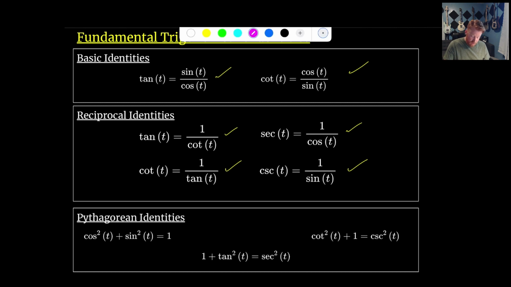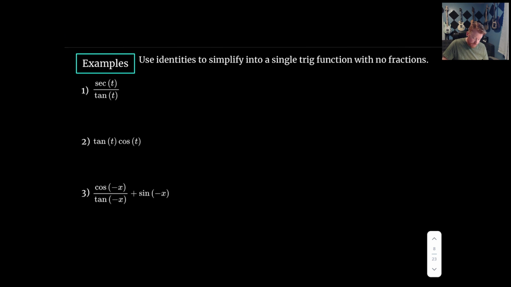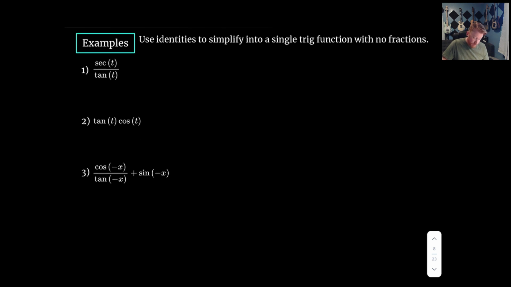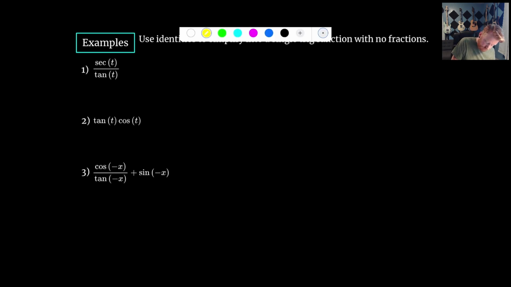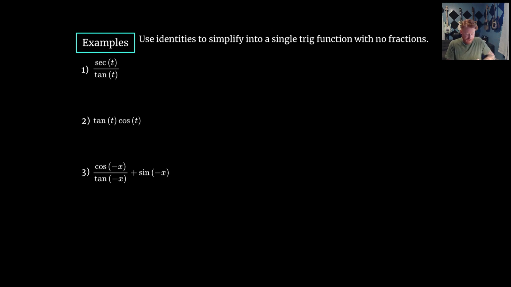Now that we've got all these trig identities, and we will continue to develop more of these as we go, let's look at a couple of examples here. So the first two are pretty straightforward. The last one is a bit more intense, but that's going to be more of what you see in the homework. So here I'm just going to rewrite things the way that I know them. Secant t, well, I can use the reciprocal identity here. That's going to be the same as 1 over cosine t. And then the tangent of t I can write as sine t over cosine t.